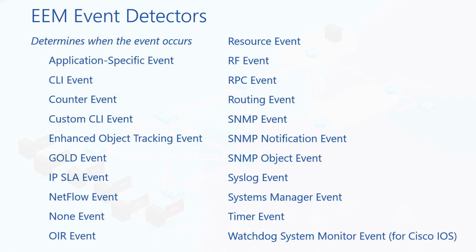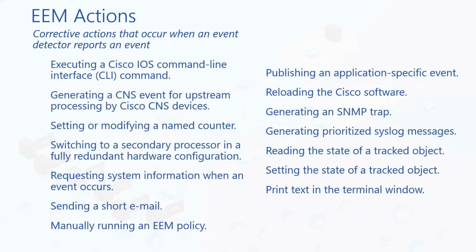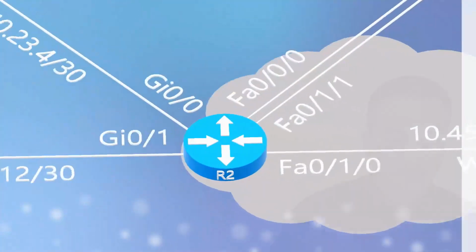And then what about the actions? When an event is detected, an action will ultimately take place at that particular point in time. The actions could be an automated CLI command that runs. It could even be your device sending an email. It could be triggering another EEM policy. It could be sending an SNMP trap. Could be sending a syslog message. Could just be generating and printing text right on the screen.